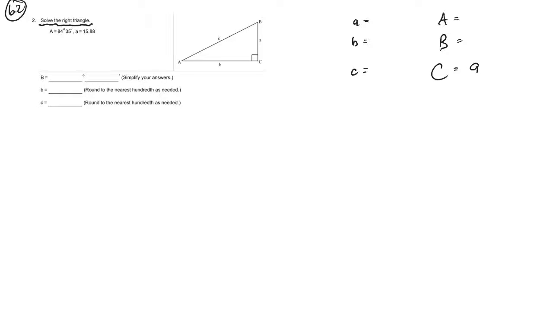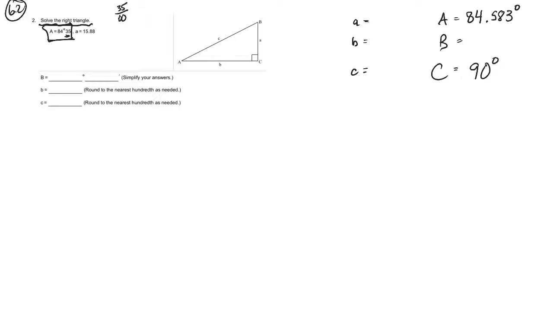Angle C is a right angle, so I know that's 90. Then they say A is 84 degrees 35 minutes. Oh, great. So 84. Now I'm going to convert that to decimal degrees right away. So I'll take the 35, the minute portion of that, and divide it by 60. So 35 divided by 60 is 0.583. So it'll be 84.583 degrees. If you have a calculator where you can put degree, minutes, seconds in, you can use that, but I typically just convert to decimal degrees.